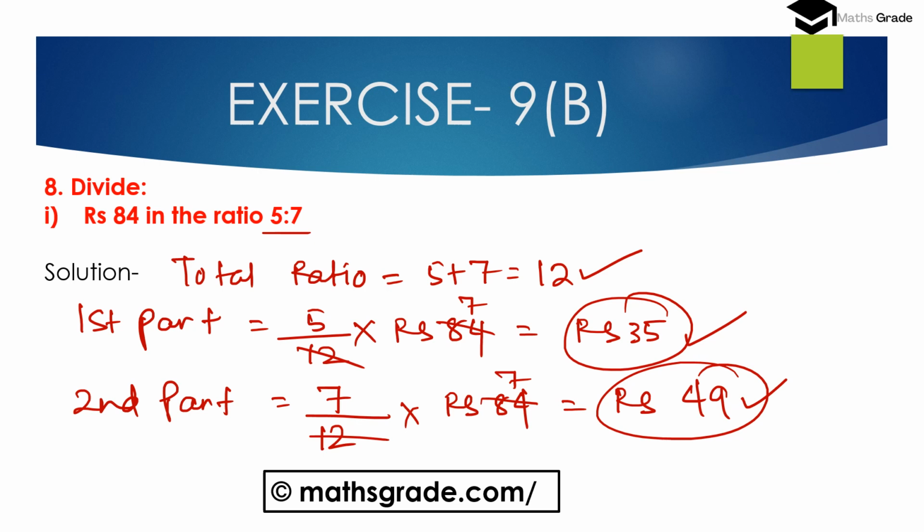If we add these numbers 35 and 49, we get 84 rupees. So our answer is correct. This is the verification. When we add these two parts, 35 plus 49, we get 84. So this is correct. Dividing these 84 rupees in the ratio 5 is to 7, the first part is 35 rupees and the second part is 49 rupees.